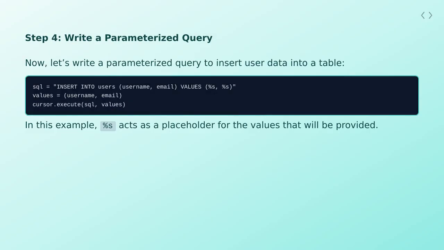This section covers Step 4. Write a parameterized query. Now, let's write a parameterized query to insert user data into a table. The samples on screen walk through this step. Take a moment to read through them. In this example, %s acts as a placeholder for the values that will be provided.